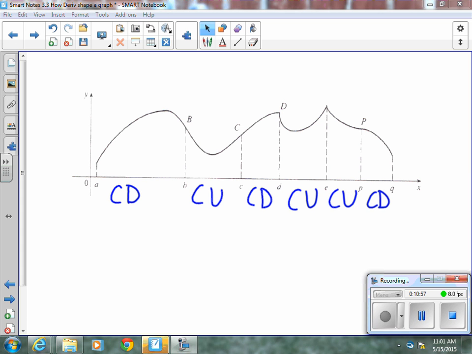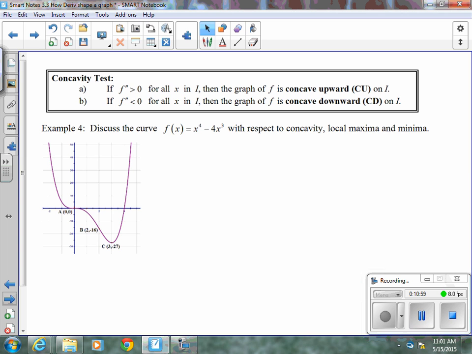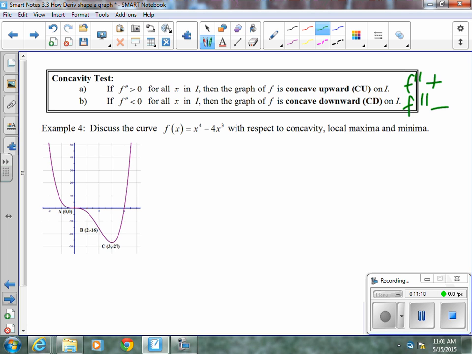Concavity test. If f double prime of x is greater than 0 for all x in I, then the graph of f is concave up. So when our second derivative is positive, it's concave up. When f double prime is positive, it's concave up. When f double prime is negative, it's concave down. So let's talk about this.